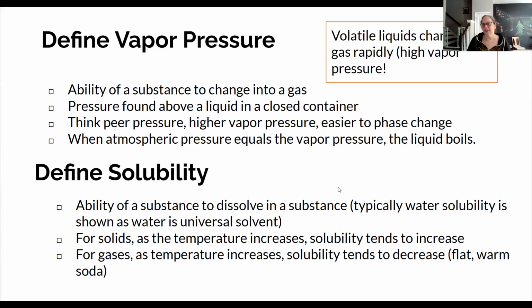A volatile liquid is just one that changes to a gas rapidly. A non-volatile liquid changes to a gas slowly. Volatile liquids have high vapor pressure.